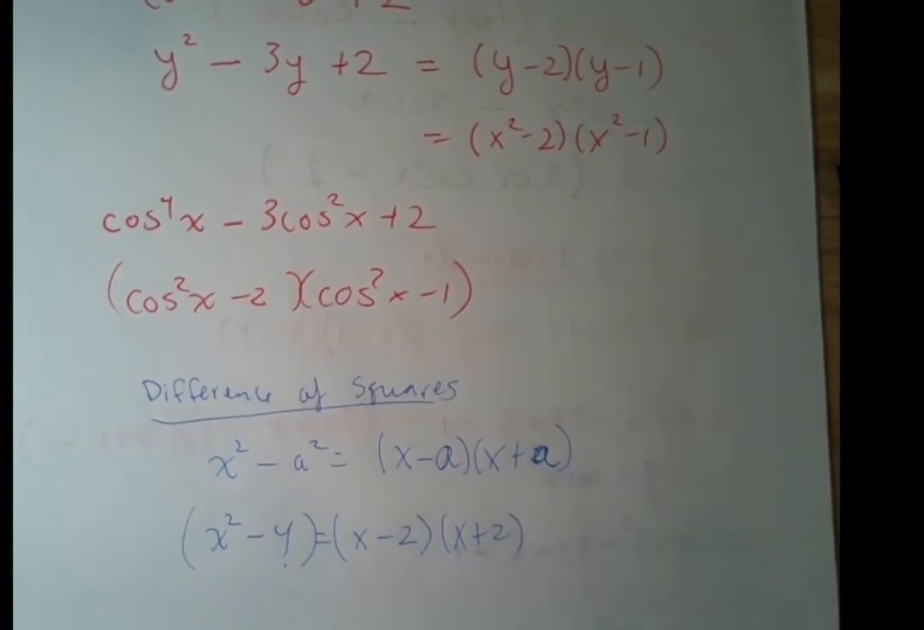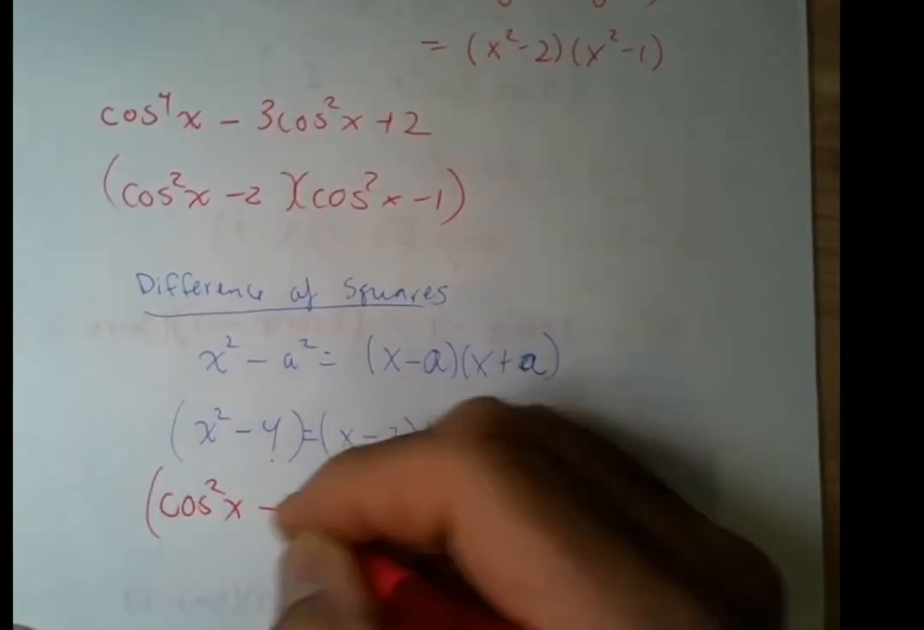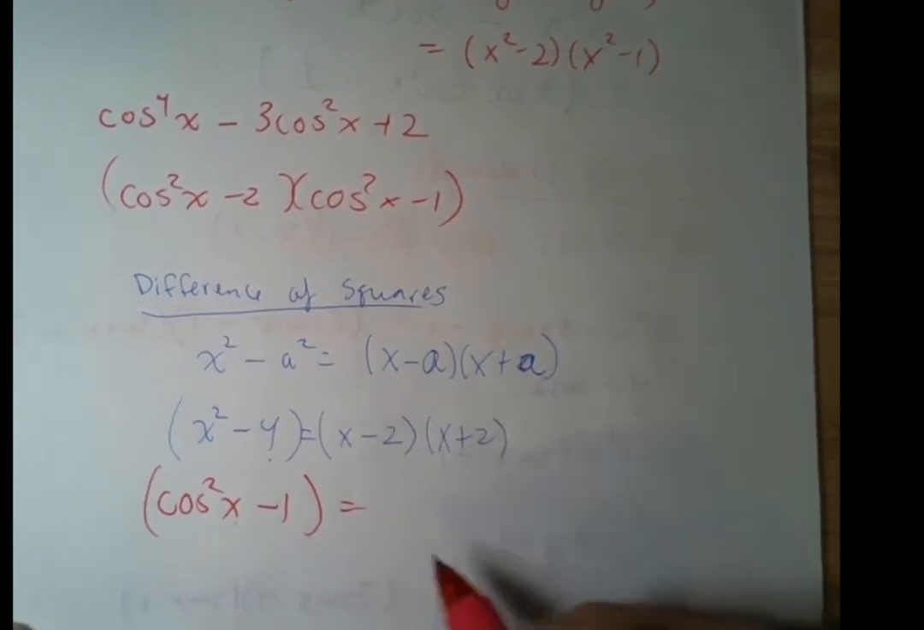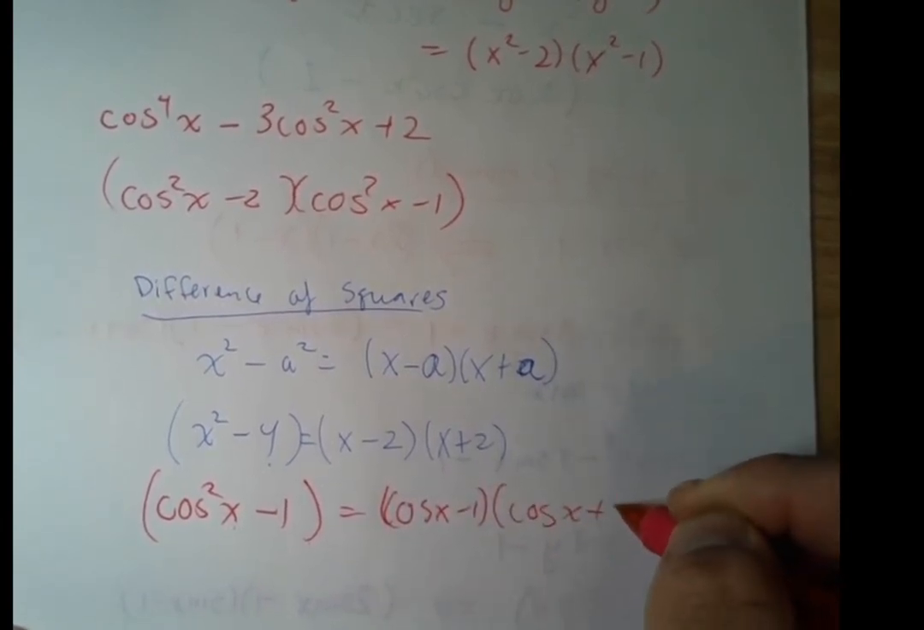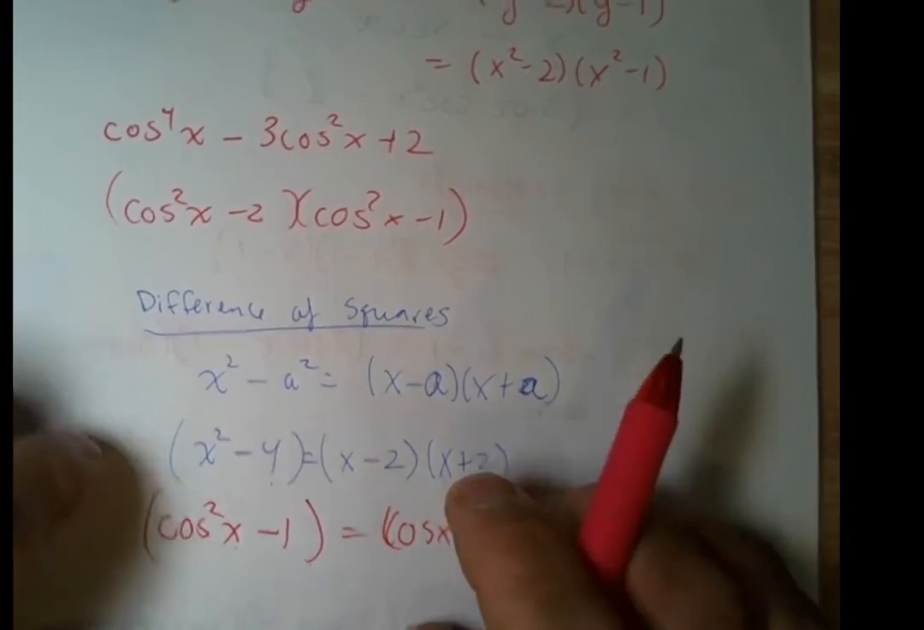And again, that is no different than, let's say we had cosine squared x minus 1. Here, squared is cosine, and 1 is a square, right? So here we have cosine x minus 1, cosine x plus 1. Okay, so these techniques we can apply to our trig functions as well. Now the reason we want to have these in factored form is because we're going to take advantage here of a very nice property of numbers.